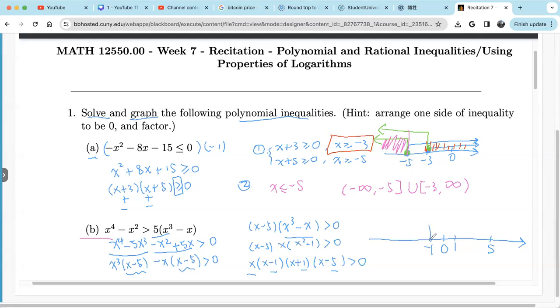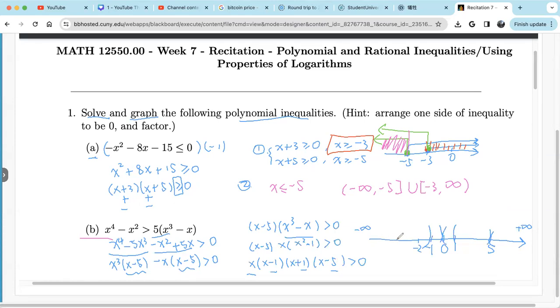So I have these intervals: from -infinity up to -1, then from -1 up to 1, then from 1 up to 5, then from 5 up to +infinity. So what do we do? We're going to pick a value to check. This is -1, maybe this is -2. Okay, let's just pick -1 to check. Oh, also this is 0, this is 0.